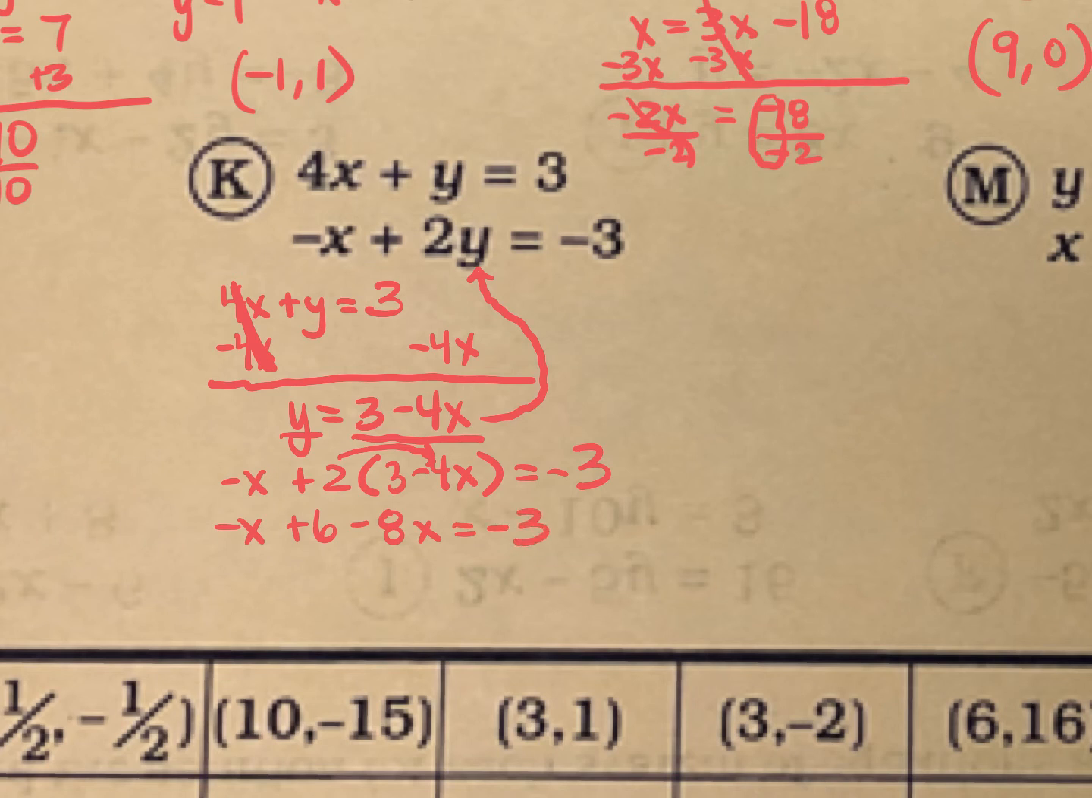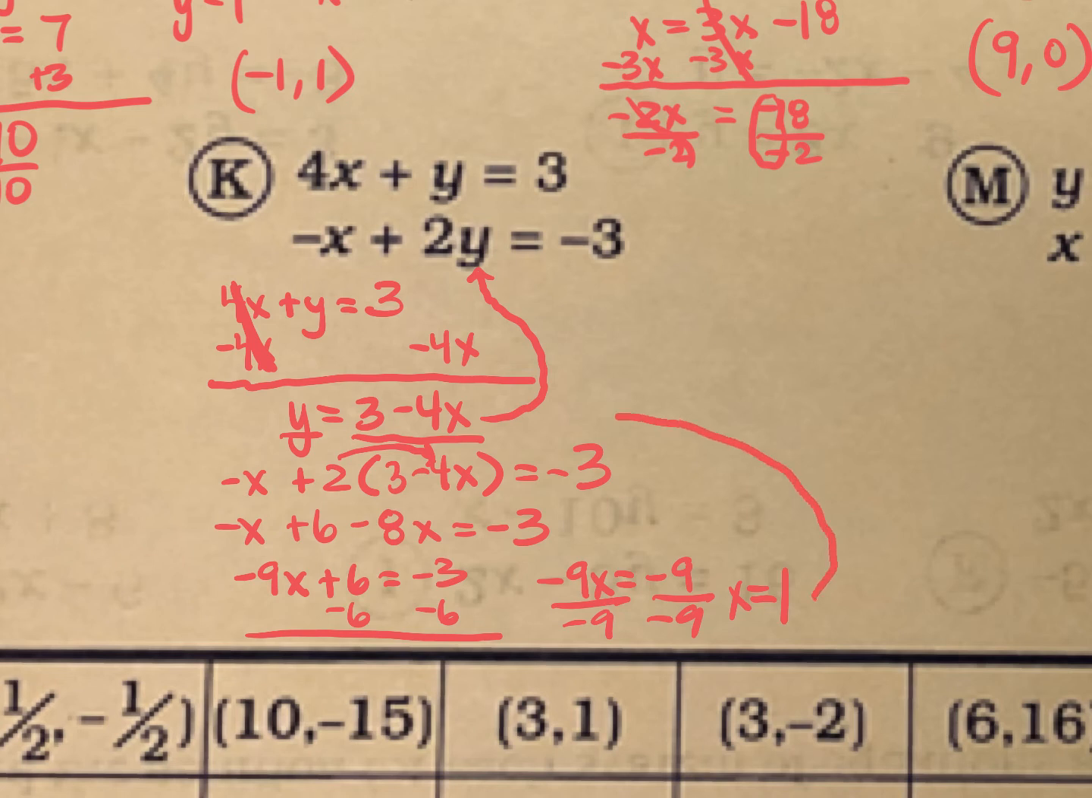Negative x minus 8x is negative 9x plus 6 equals negative 3. I'm going to subtract the 6, and I get negative 9x equals negative 9. Divide by negative 9, x equals 1.